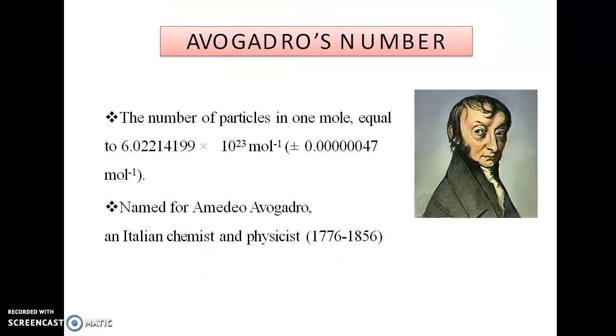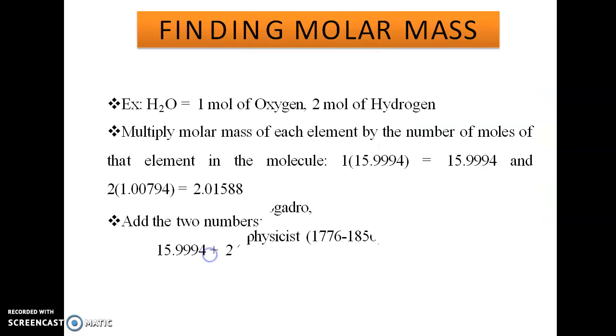Now we see Avogadro's number, which is named after Amedeo Avogadro, an Italian chemist and physicist. The number of particles in one mole is equal to 6.022 × 10^23 per mole.